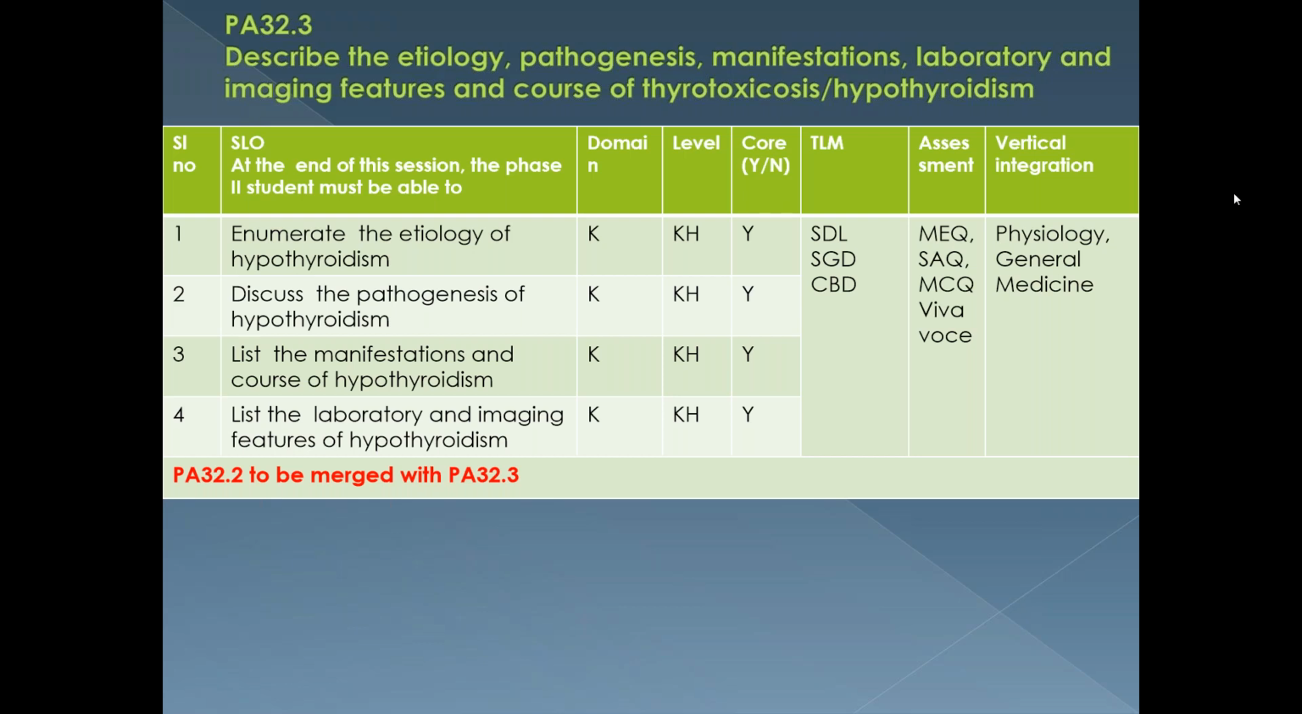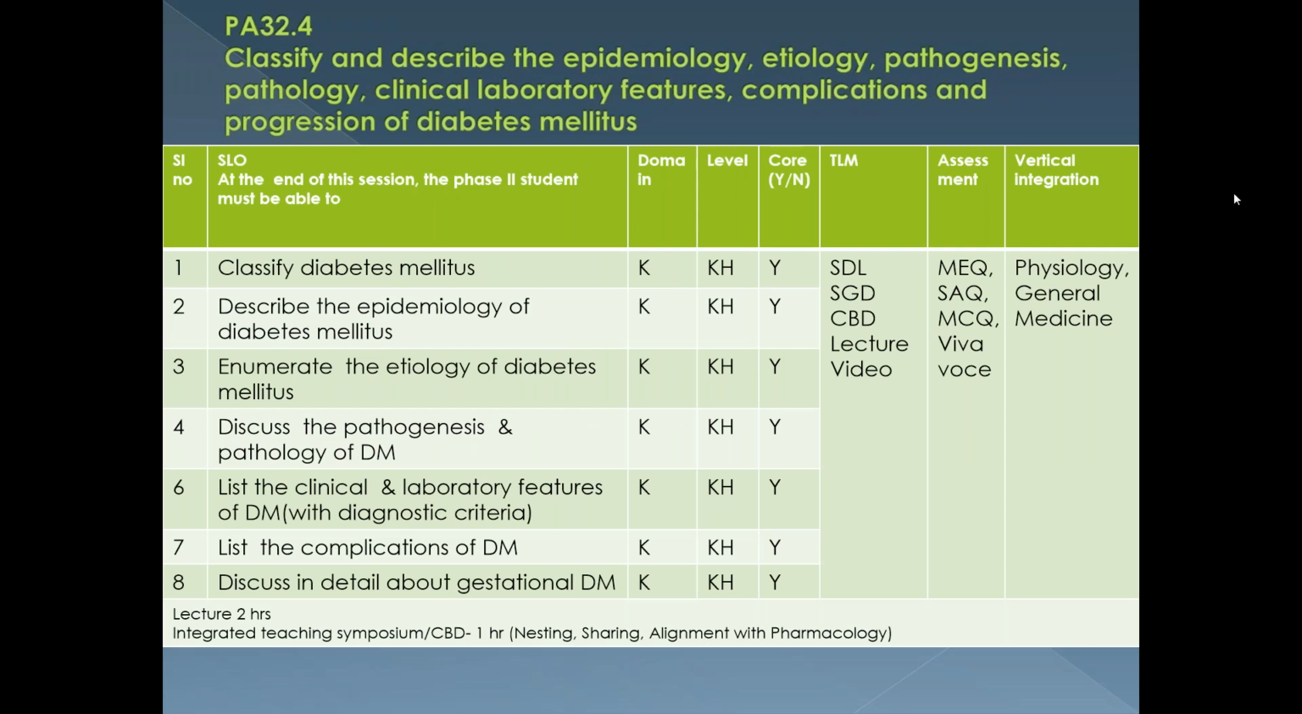Next, coming to the most important one, which is on diabetes mellitus. The competency mentioned is to classify and describe the epidemiology, etiology, pathogenesis, pathology, clinical lab features, complications, and progression of diabetes mellitus. This we have divided into 8 SLOs. Actually, we can go on and on finding SLOs on diabetes mellitus. We have just restricted ourselves to 8.